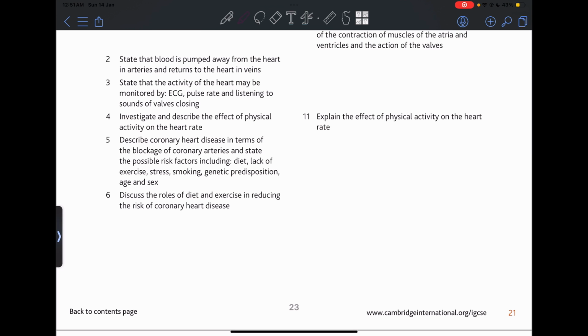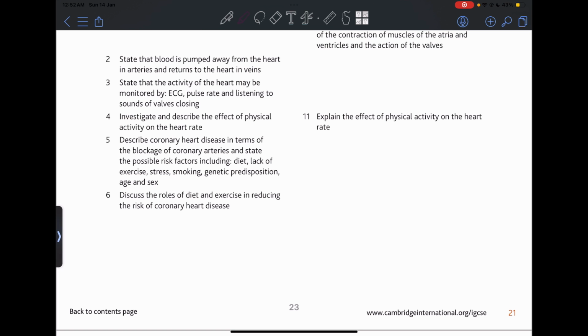Now 4 says investigate and describe the effect of physical activity on the heart rate. If you increase your physical activity, if you run for a long period of time, of course you will be breathless, you will be tired, and also your heart rate will increase so much because you are delivering blood more rapidly.